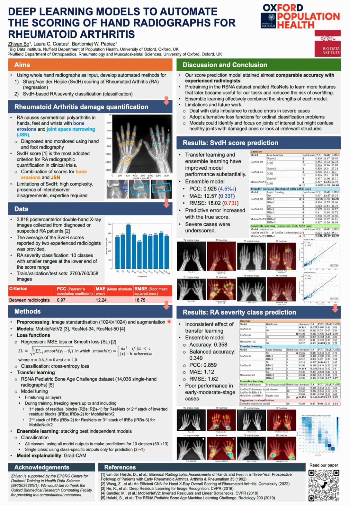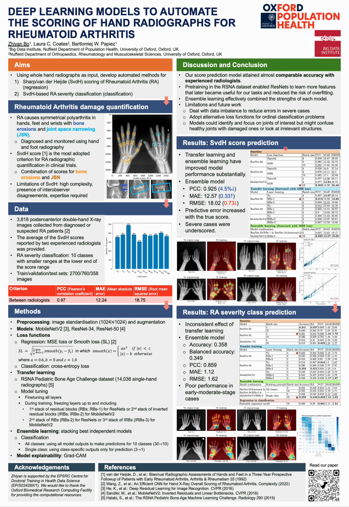In our project, we first perform image preprocessing, including standardization and augmentation. We choose MobileNet V2, ResNet 34, and ResNet 50 as our backbone models. For the regression problem, mean squared error loss or smooth L1 loss was used. For the classification problem, cross-entropy loss was used. We then performed transfer learning to further improve the model performance using the RSNA pediatric bone age challenge dataset. Three different model fine-tuning schemes were attempted for our RA data. Eventually, we performed ensemble learning to stack the best independent models and used GradCAMs to provide some explanation for the model prediction.